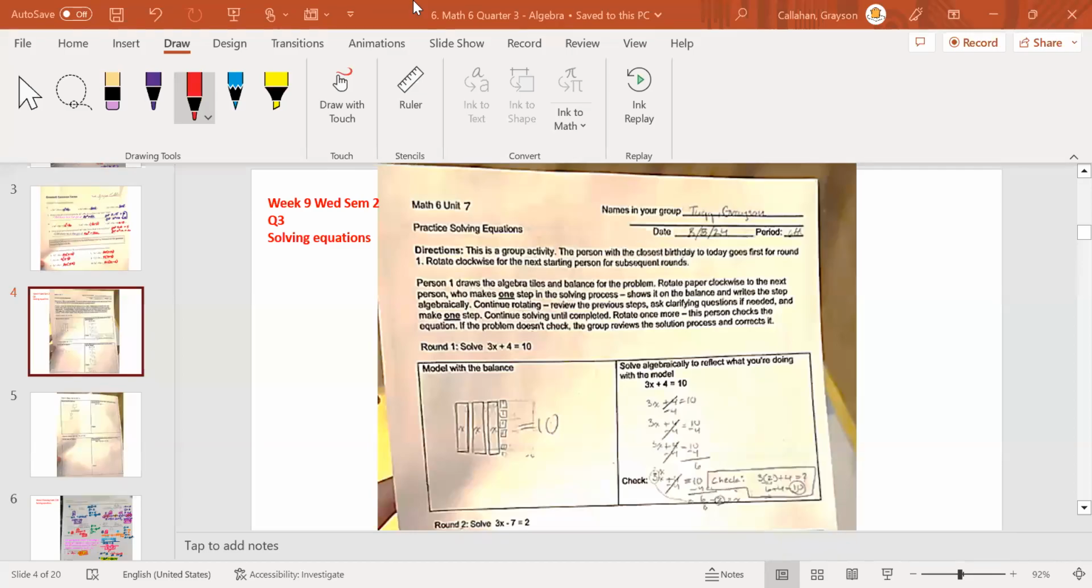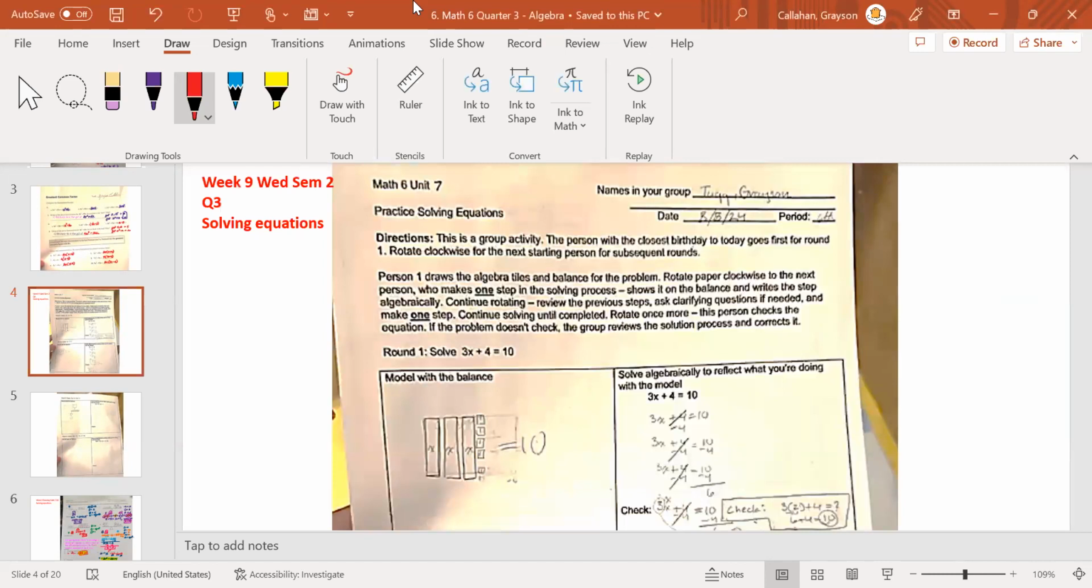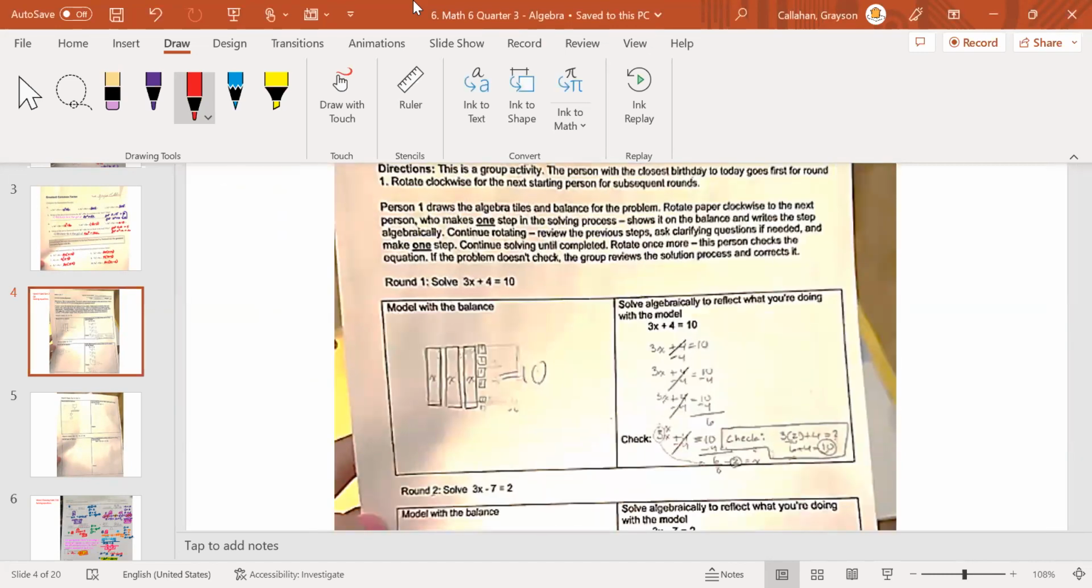Okay, this is week 9, Wednesday, semester 2, for solving equations with modeling. So for this one, you should have 3 rectangles, plus 1, plus 1, plus 1, plus 1, which is 4. Make sure you erase anything extra. Equals 10. So you have 3x plus 4 equals 10.